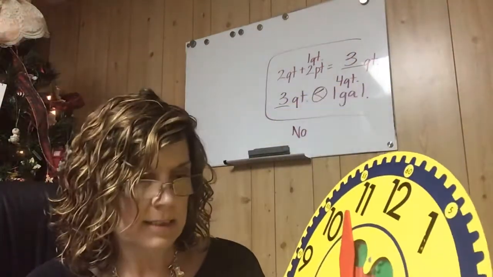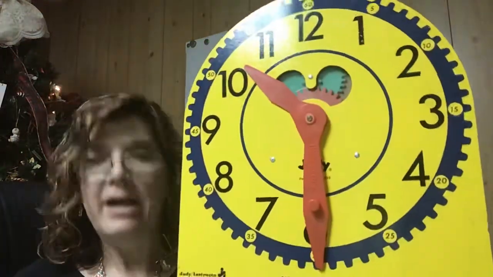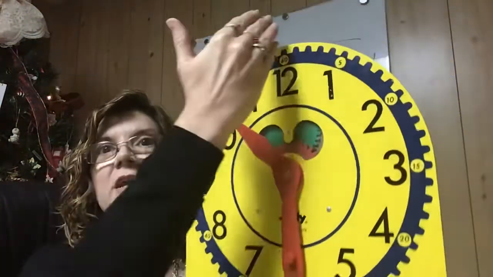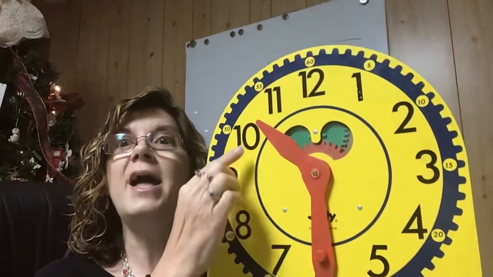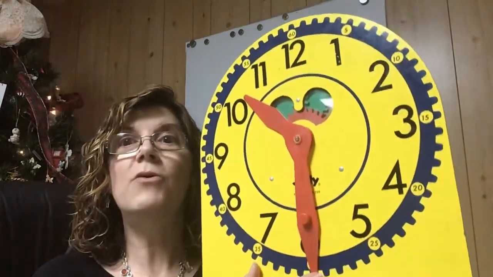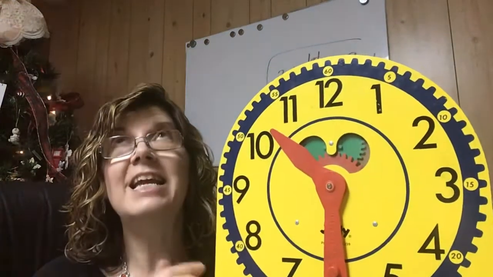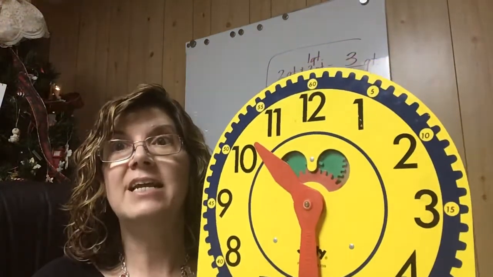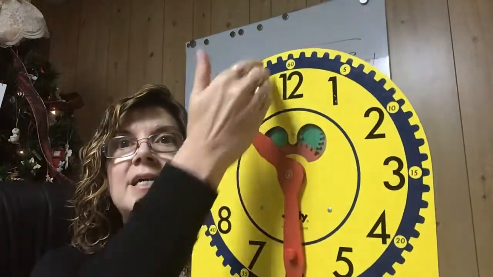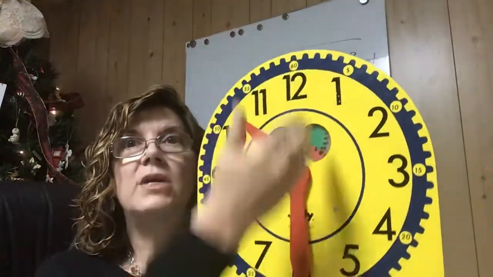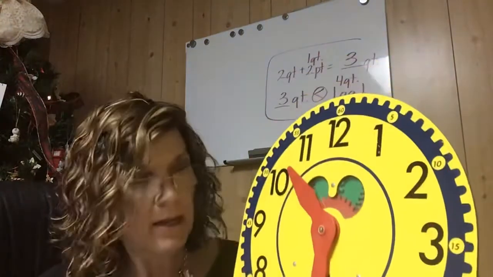All right, the next one says 10:30. So think about dividing the clock straight in half. So that is half past 10. Since it's not more than 30, you're still saying the same hour. Staying at the same hour, 10. 10:30 or half past 10. Cutting the clock straight in half, half past.